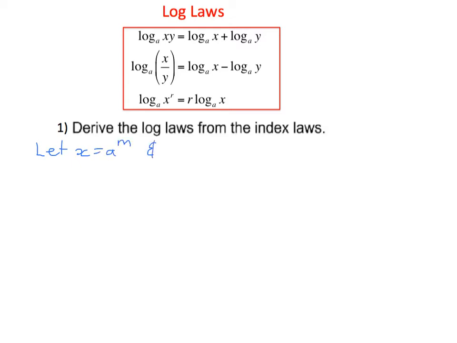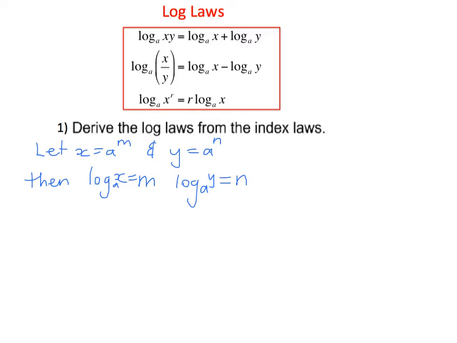and we'll let y equal a to the power of n. Then rewriting both of these indices in log form, we'll have log base a, because remember a is the base here. So log base a, and a to the power of m equals x, so it's log of x base a equals m. And then we'll also have log of y base a equals n.